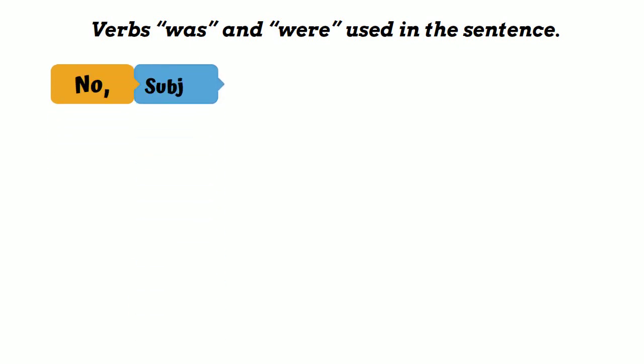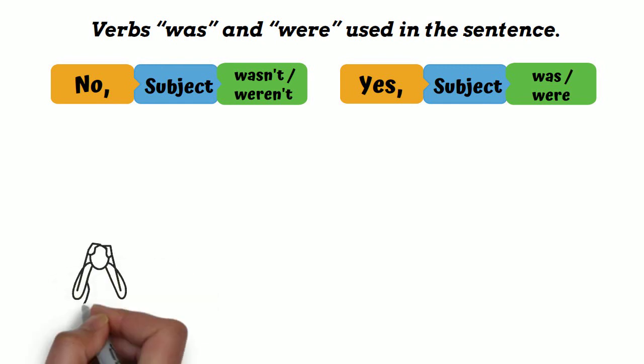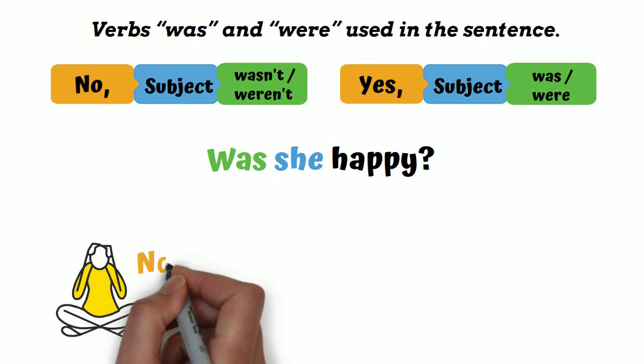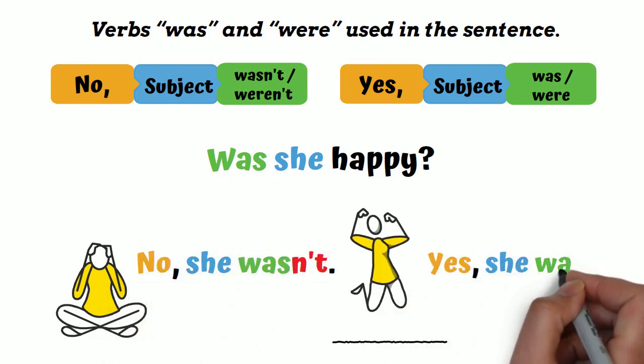If, however, the verbs was and were are used in the sentence, the structure looks like this. No, subject, wasn't, weren't. Yes, subject, was, were. Was she happy? No, she wasn't. Or yes, she was.